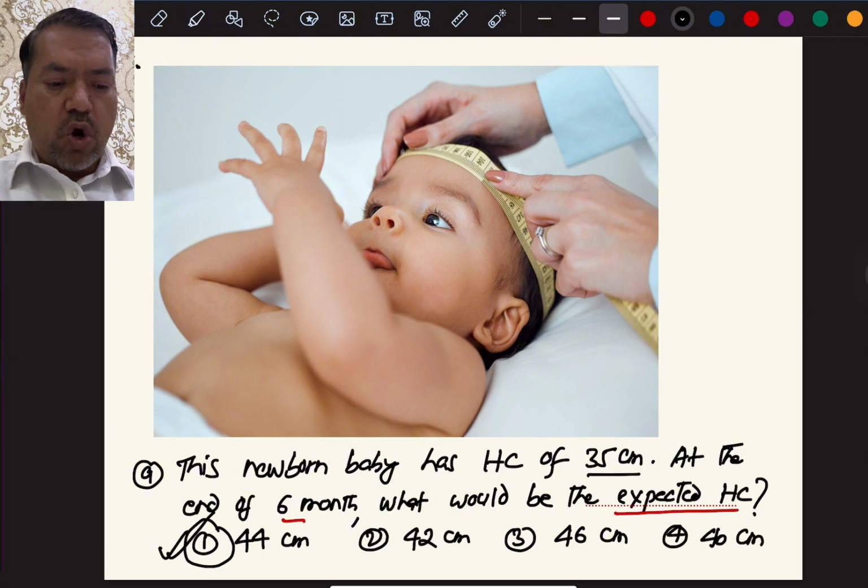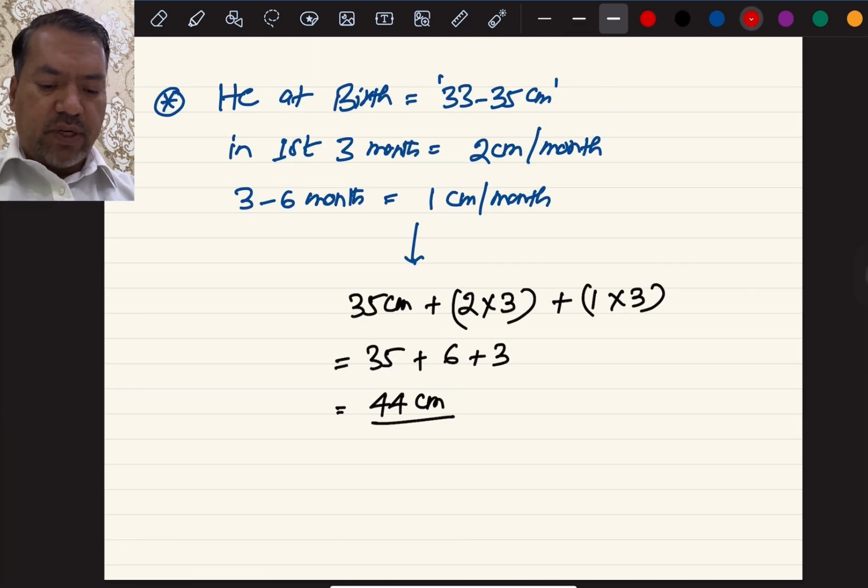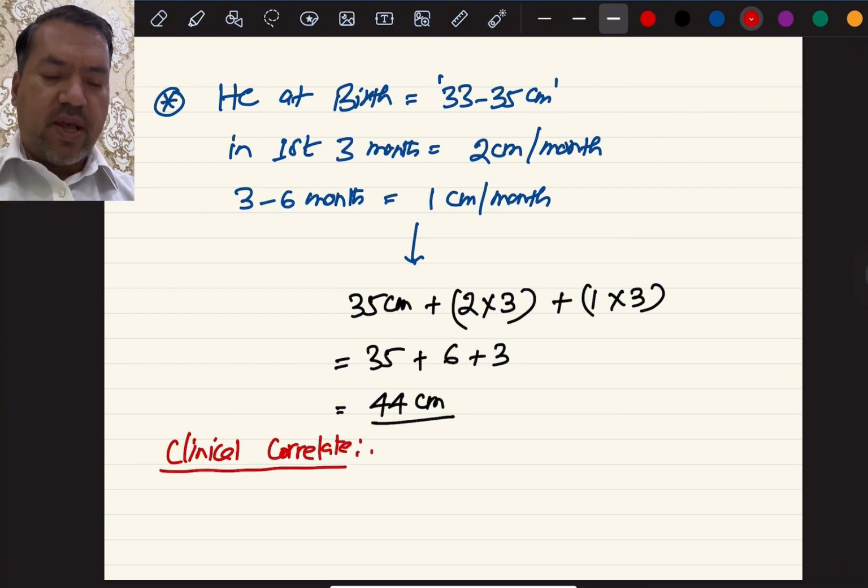This is a very common question which will be asked in multiple exams. Now some clinical correlates regarding the head circumference. If the head circumference is very big in comparison to the age of the baby, what would you suspect?